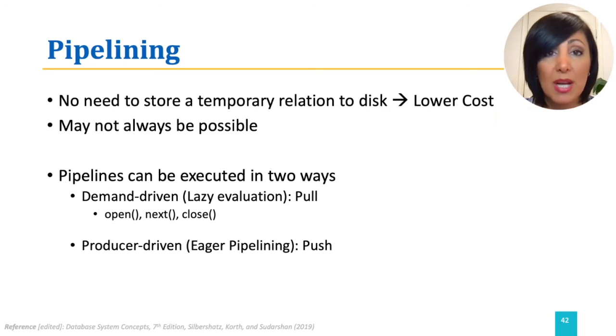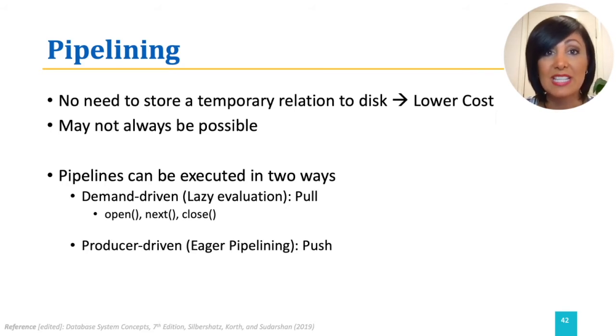Whenever possible in the process, we have a choice in implementation of pipelining. We can either take a demand-driven or producer-driven approach. In the demand-driven approach, each time an operation receives a request from the system for tuples to be returned, it computes them and returns them. This approach is therefore called lazy evaluation or the pull approach.